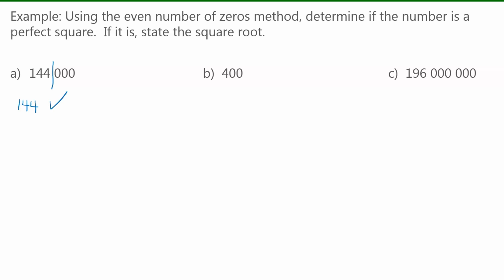144 is a perfect square. Then we consider the number of zeros at the end. In this case, we have 3 zeros. 3 is an odd number. It's not even, so therefore this number is not a perfect square.